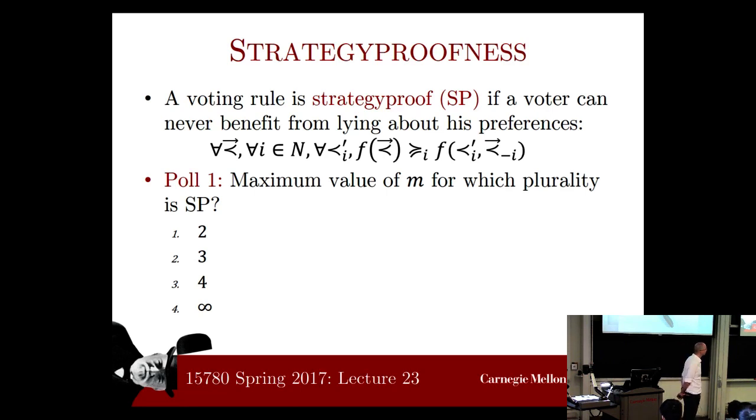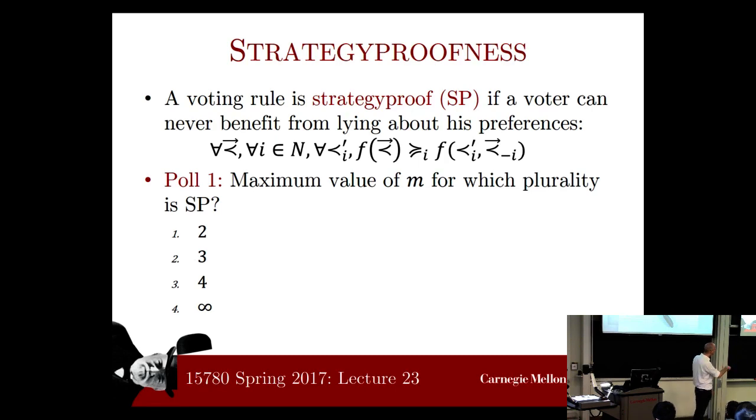So what is the output of F? What's the result of F? Right, so the result of F is an alternative. F is a voting rule. It's a function from preference profiles to alternatives. Okay, so F of this preference profile is one alternative.